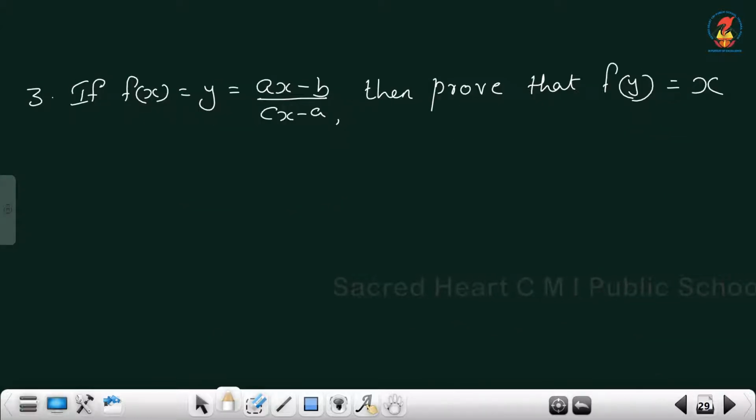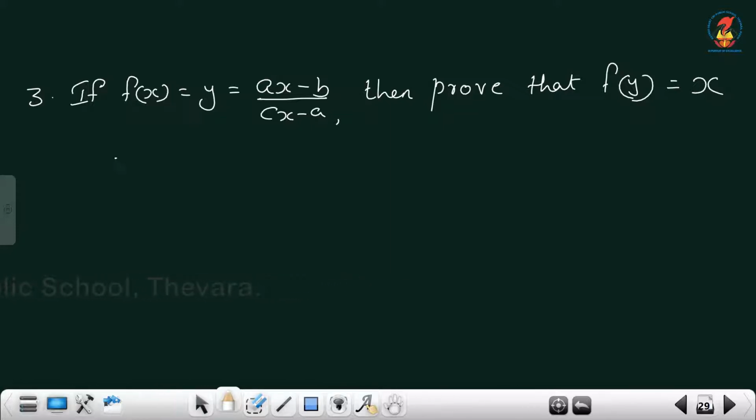Okay. So I can write minus reciprocal of f of x. Now the third one. If f of x is equal to y, that is equal to (ax minus b) by (cx minus a), then prove that f of y is equal to x. We have to prove f of y, that's equal to x.